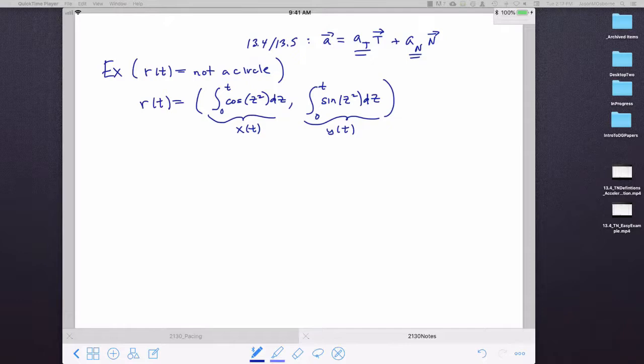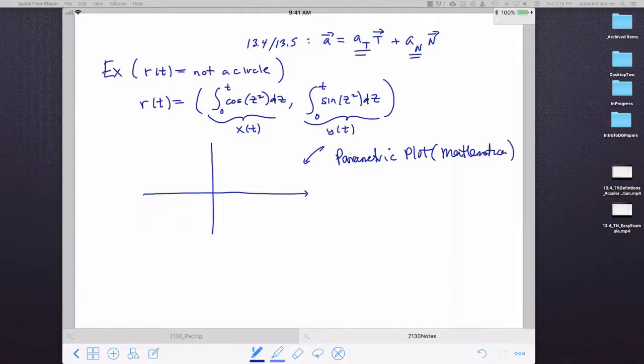The computer can plot this if you wanted to go to Mathematica and do a parametric plot. What you're going to find is that a plot of this will look like something like this. This is something called the Fresnel spiral.